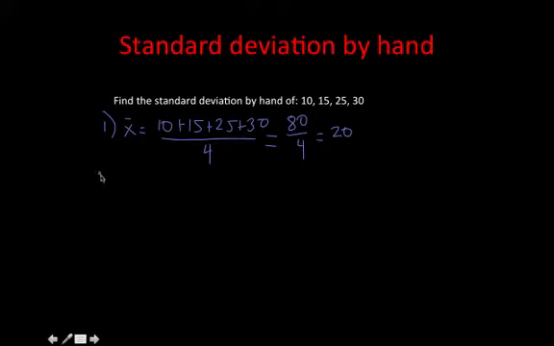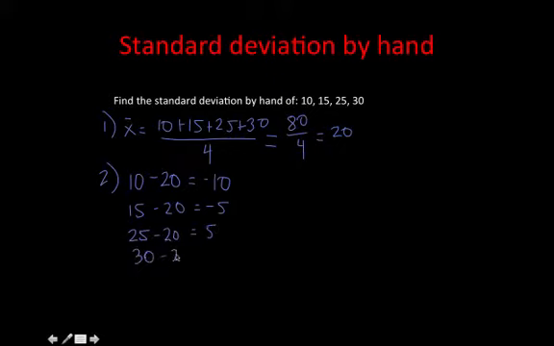The next step that I have to do is subtract the mean from each data value. So 10 minus 20 is negative 10. 15 minus 20 is negative 5. 25 minus 20 is 5. And then 30 minus 20 is 10.